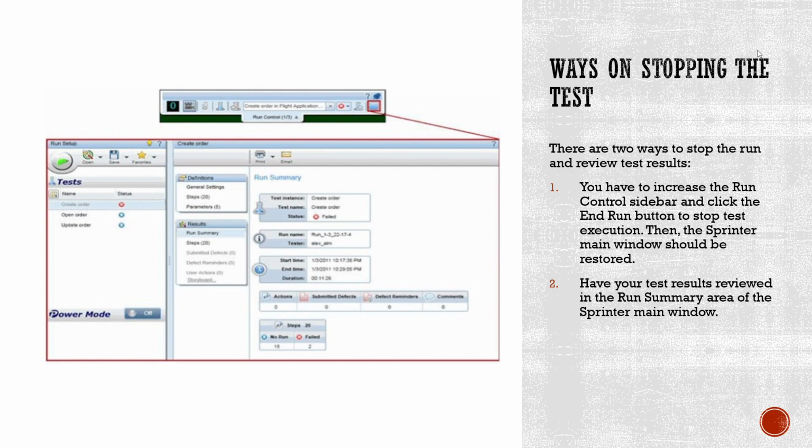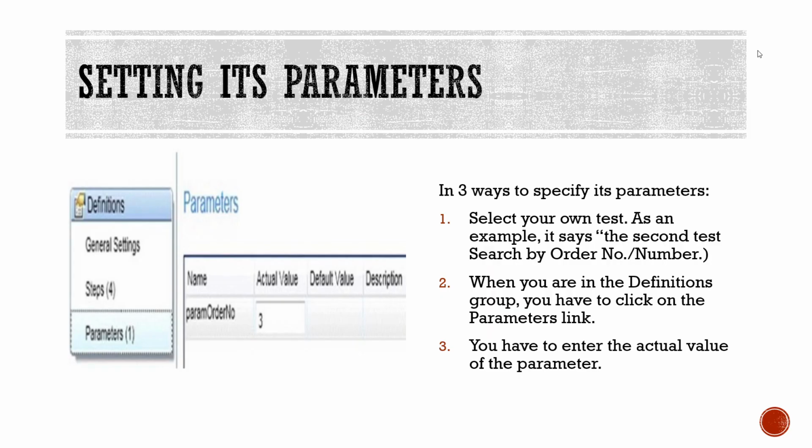Ways of stopping the test. There are two ways to stop the run and review test results. You have to increase the run control sidebar and click the end run button to stop test execution. Then the Sprinter main window should be restored. Have your test results reviewed in the run summary area of the Sprinter main window.